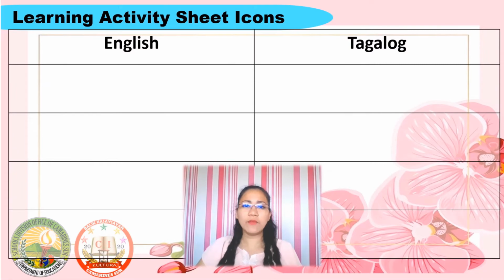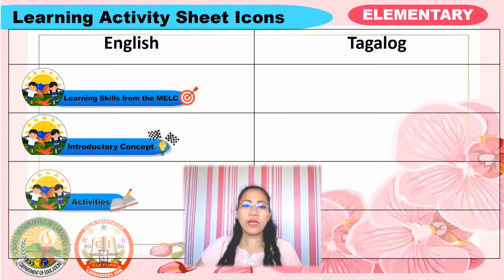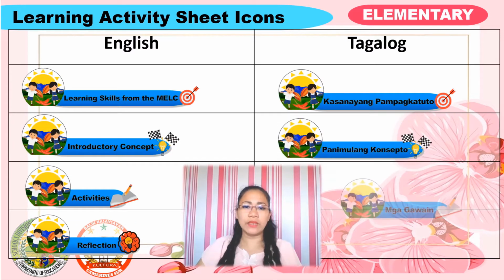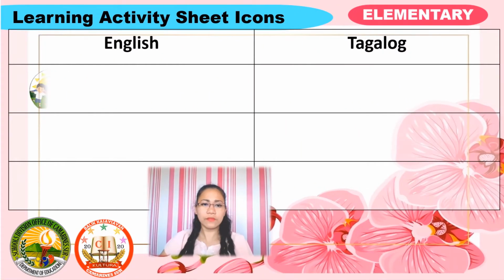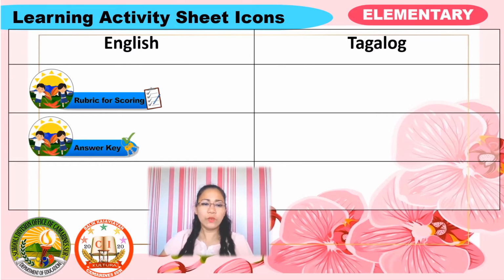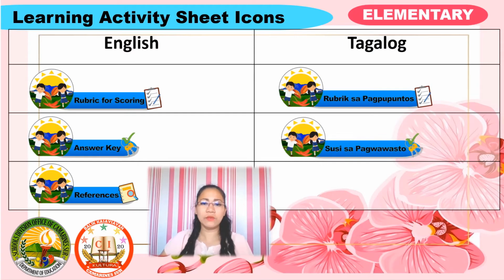We also have separate icons for elementary learning activity sheets, which also represent its parts. The difference between them is the icons, which represent the kind of students. For elementary, we have the pupils. For the secondary, we have the students.